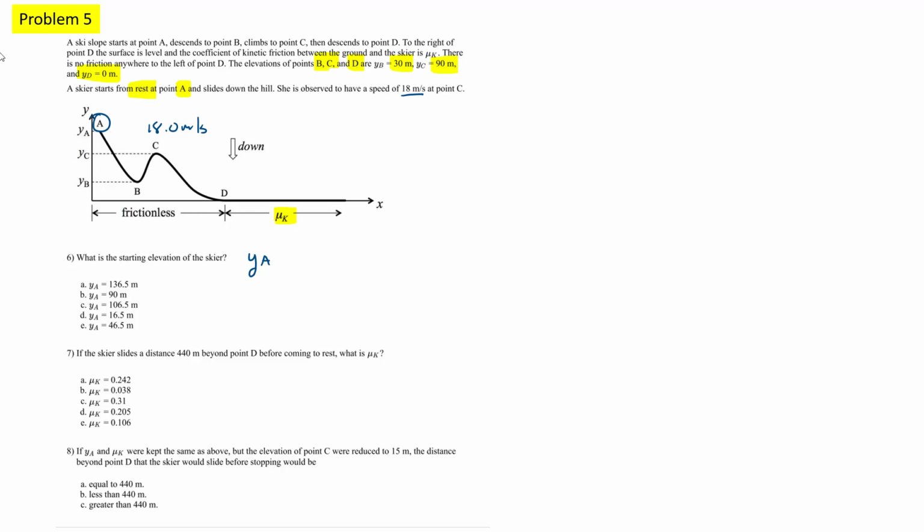Since there is no friction between A, B, and C, let's use the information between point A and C and say that the total energy must be conserved. At point A, the only thing I have is gravitational potential energy because I start at rest. That must equal the total energy at point C. At point C, I have some kinetic energy, and I'm also off the ground, so I have to put the height of point C in there.